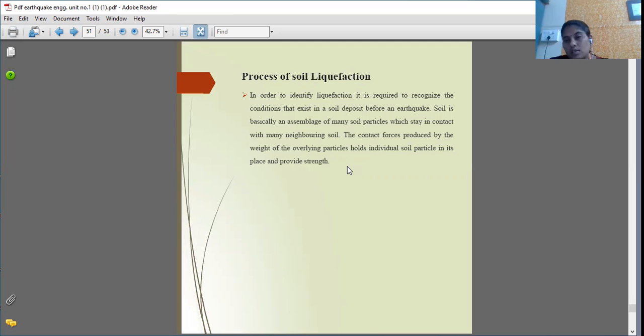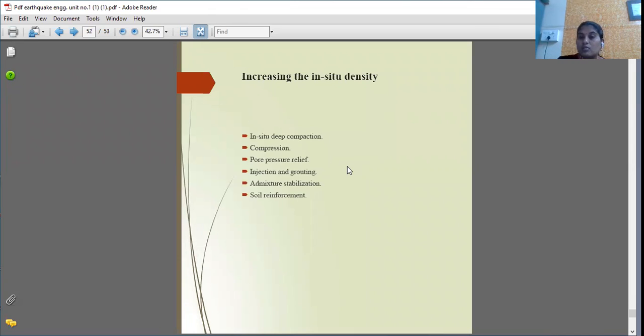But if excessive forces come over there, then automatically the soil bearing capacity and soil strength are going to be reduced, and it will result in soil liquefaction in the earthquake.